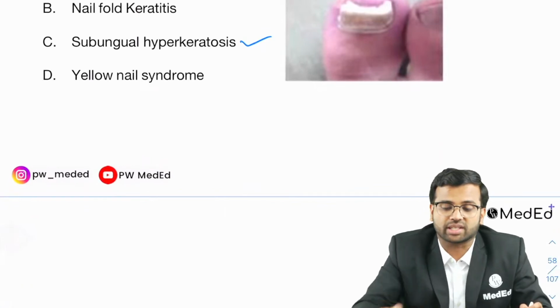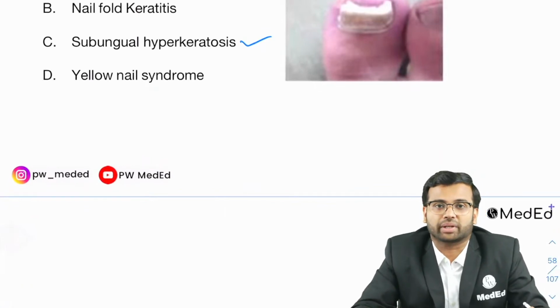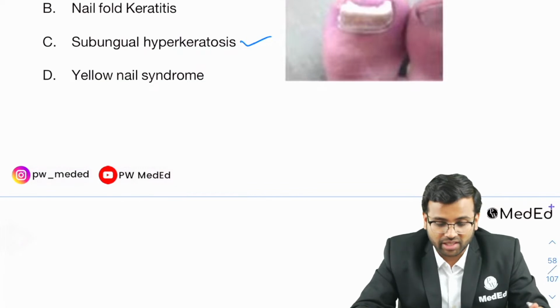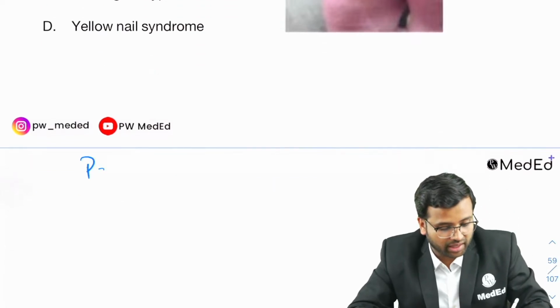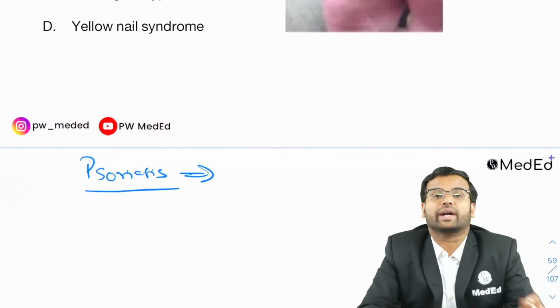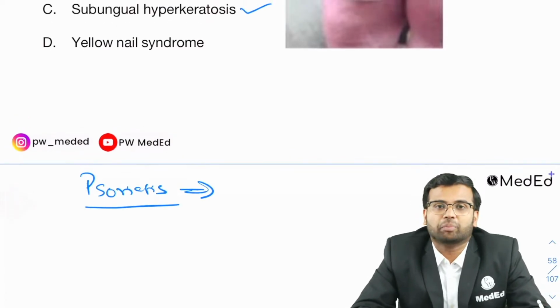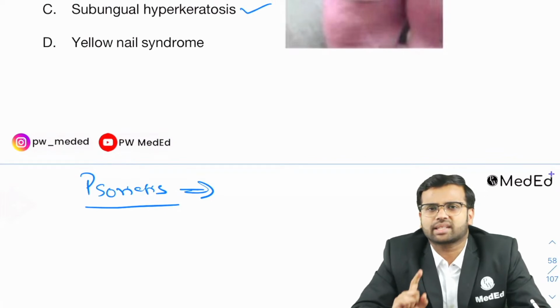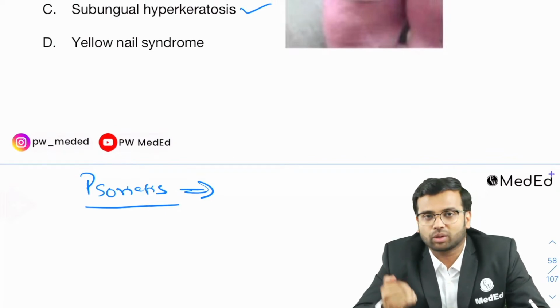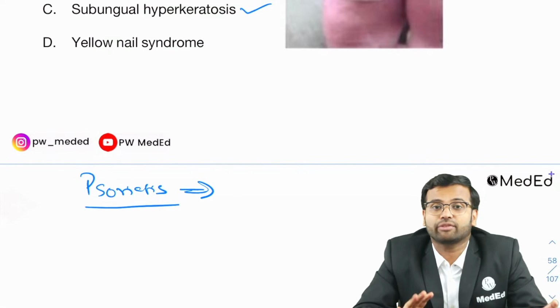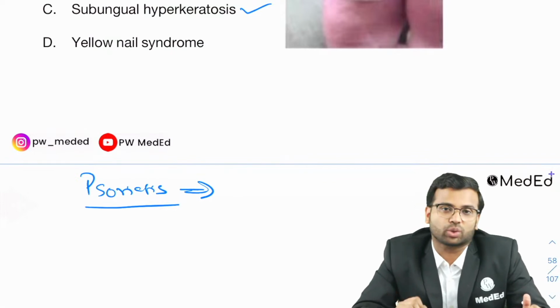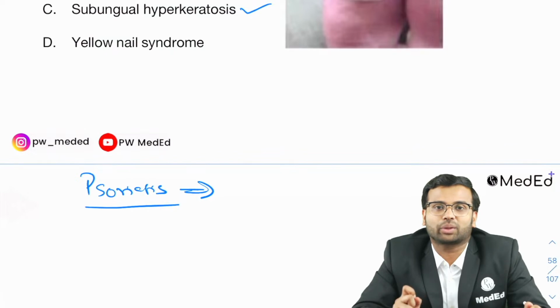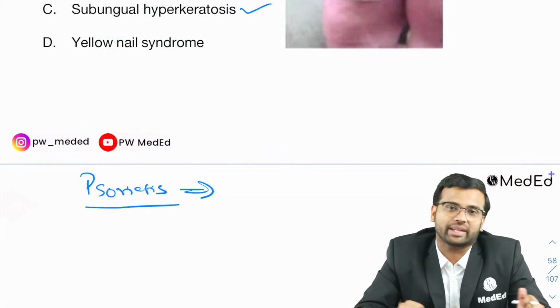Now, in which disease can you see the subungual hyperkeratosis? So can you name the disease? So this can be seen in a disease called psoriasis. So this is a finding in a disease called psoriasis, but please try to remember that since they have asked you already about subungual hyperkeratosis, they can give you any other image that you can see in psoriasis, correct? Now let us try to remember what are the nail findings in psoriasis.